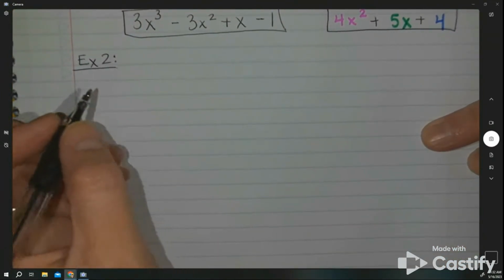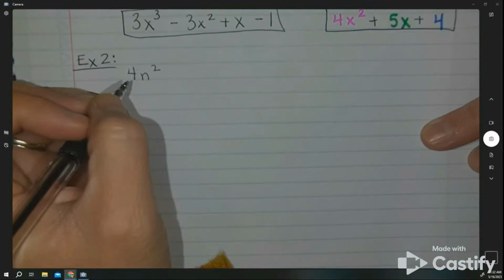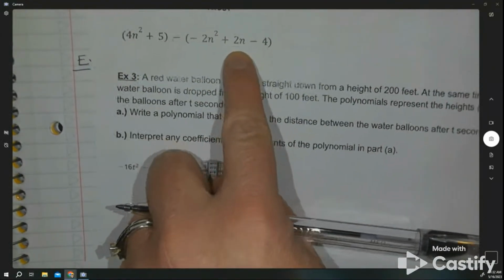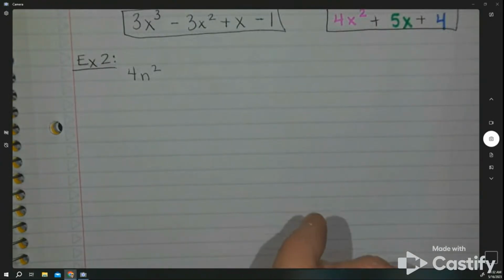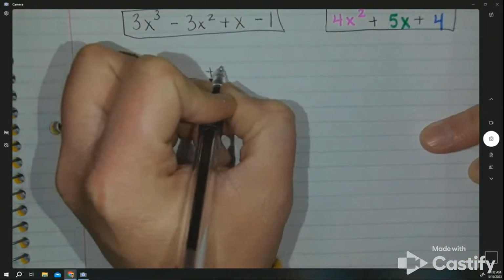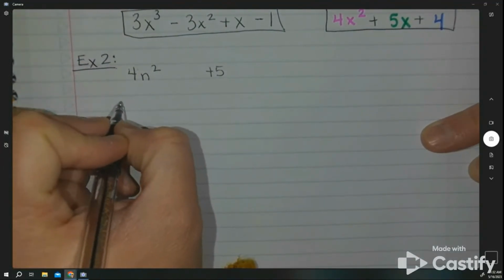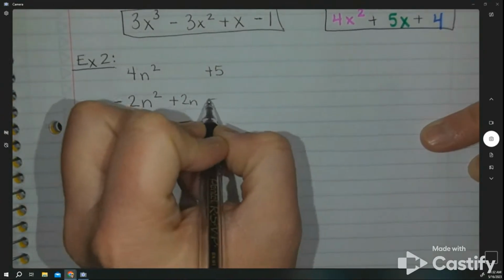So I'm going to start with the first polynomial that was listed. It was 4n to the 2nd, or n squared, plus 5. Now, I'm actually going to take a look at this. I have a 2n here in my second polynomial and a plain old 4. So I'm going to leave a space for that 2n, because I like to list them in the same order. I'm going to leave a space here and do my plus 5 off to the side a little bit more. Then I have my subtraction, and I'm subtracting 2n squared, negative 2n squared, and then we've got our plus 2n and our minus 4.